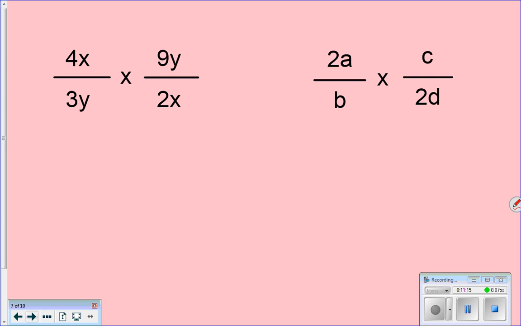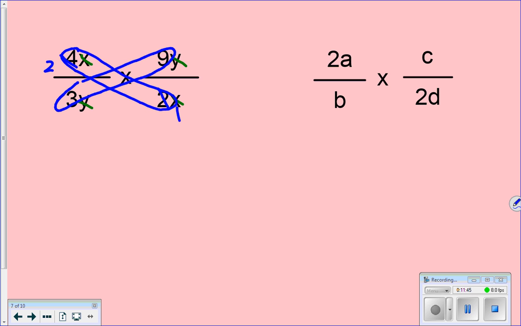4x over 3y times 9y over 2x. Now when you have something like this, you can reduce numbers and variables, so you can reduce two things. Luckily this is very simple. Can I reduce all the letters? Yeah, my x's can go away, my y's can go away. And then I'm just left with numbers, which I can still reduce. I can do 2 and 4: 2 goes into 2 once, goes into 4 twice. I can do this way, once, 3 times. Your answer is just 6.